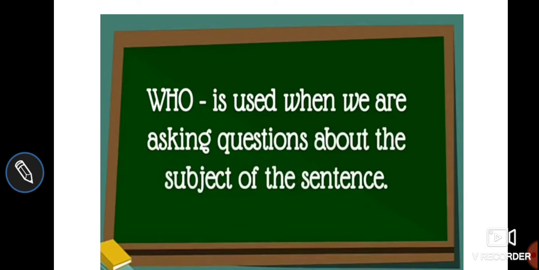Who? Who is used when we are asking questions about the subject of the sentence. Now you already know what is a subject and an object of a sentence, is it not? A subject is the person or the thing that is doing the action in a sentence, and the object is on whom or upon whom the action is being done. So who is used when we are asking questions about the subject of the sentence.